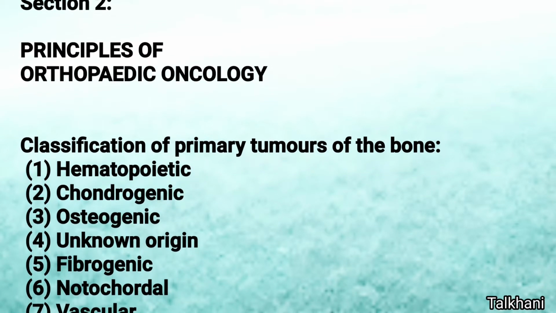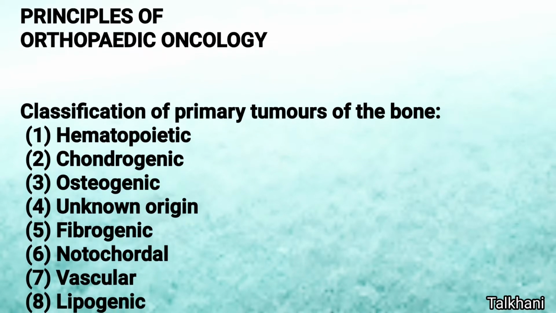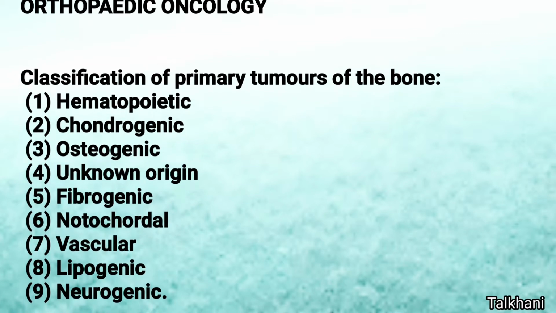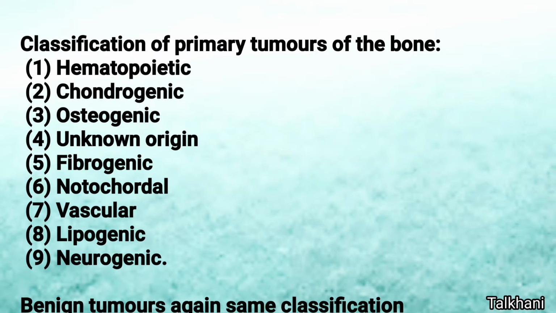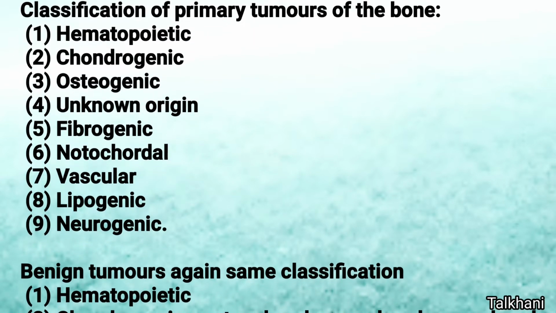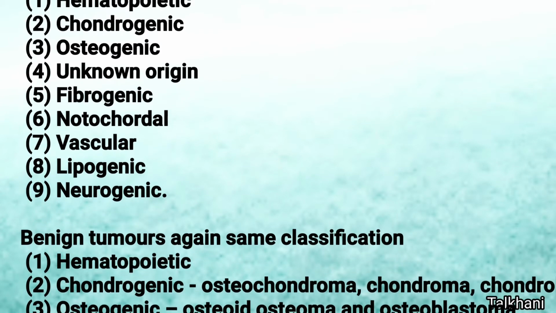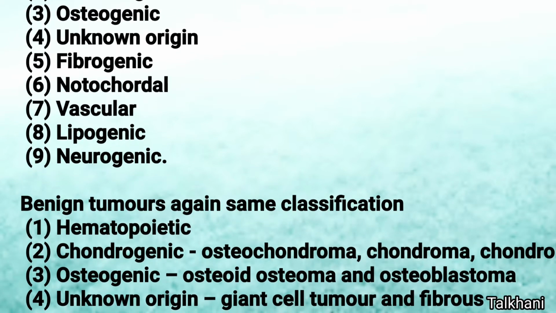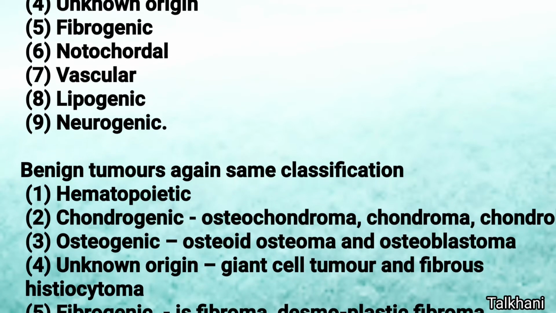Section 2 is on Principles of Orthopedic Oncology. Broad classification of primary tumors of the bone is based on its origin. They are: number 1, hematopoietic bone tumors; number 2, chondrogenic; 3, osteogenic; 4, unknown origin; 5, fibrogenic; 6, notochordal; 7, vascular; 8, lipogenic; and 9, neurogenic.